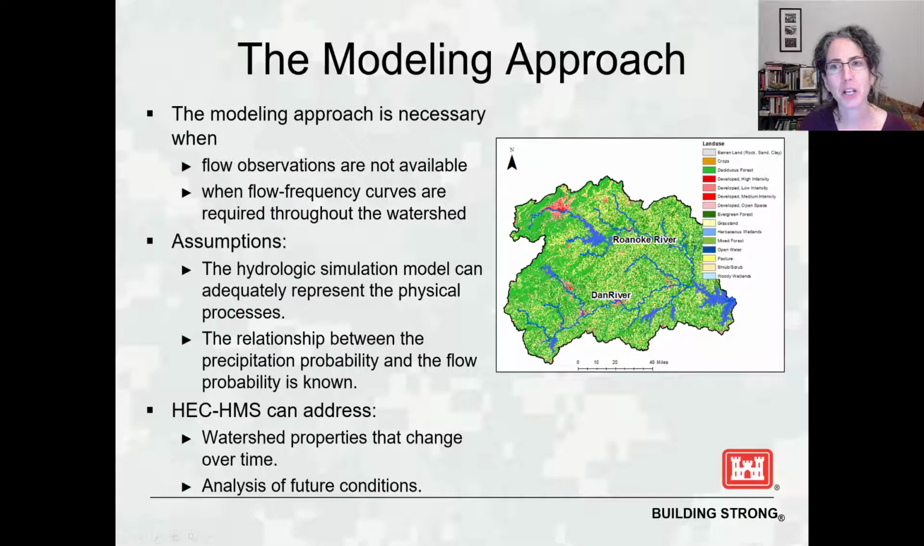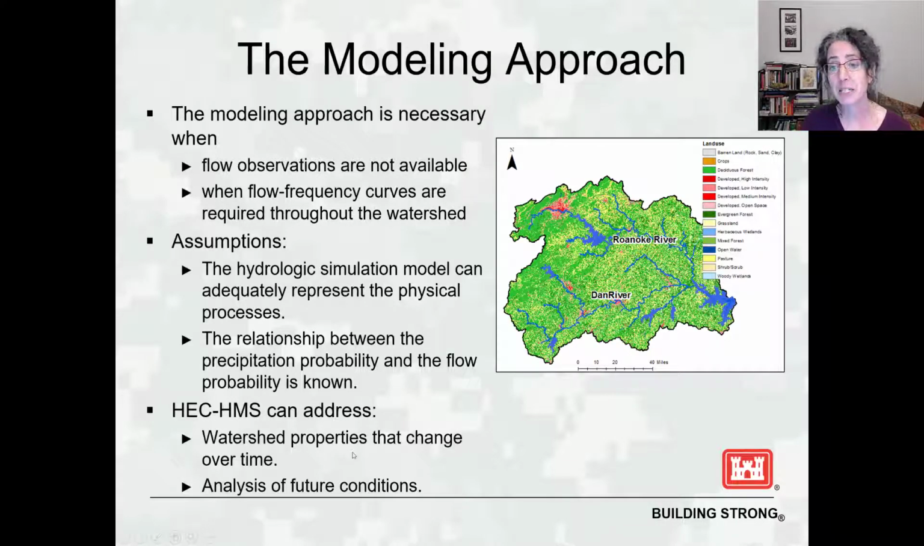So when do we use the modeling approach? The modeling approach is necessary when either flow observations are not available, or when flow observations might be available at one site, but we need flow frequency curves throughout the watershed. The assumptions are that the hydrologic model can adequately represent the physical processes that transform rainfall into runoff, and also that the relationship between precipitation probability and flow probability is known.